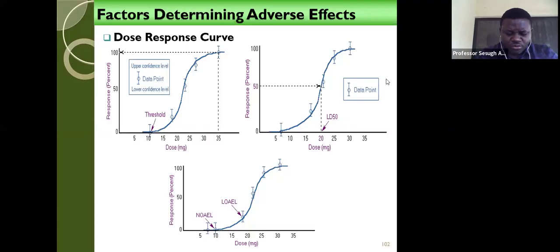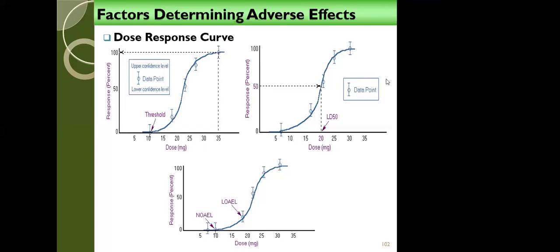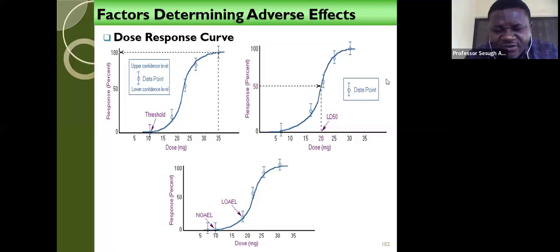No observable adverse effect. This is no observable adverse effect level. Hello? That is no observable adverse effect what? Level. At that dosage, no response was registered. It was 0. Look at the 10. Go back to the 0 at the base. Nothing shifted. You can't see any rise at that point.